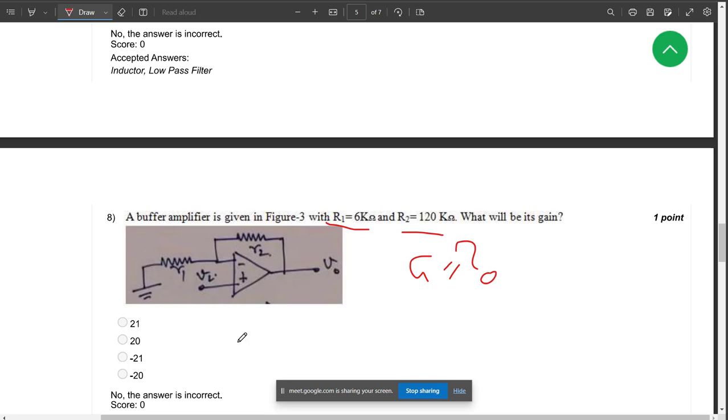What is the correct answer? Others? It is option A, 21. Okay, what about others? Option A. Okay, how did you get it? So tell me first thing: what is a buffer amplifier?